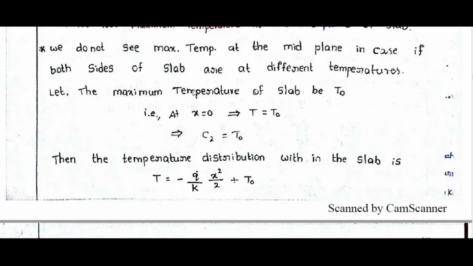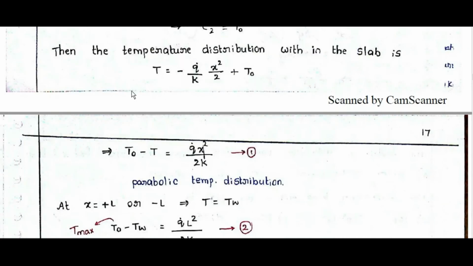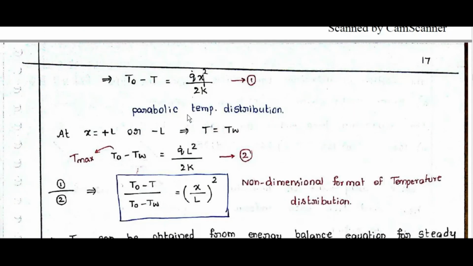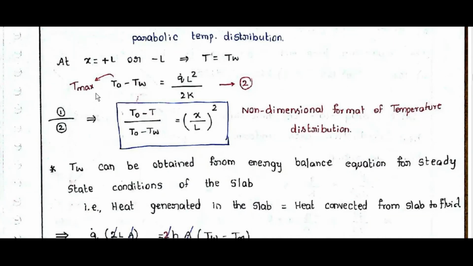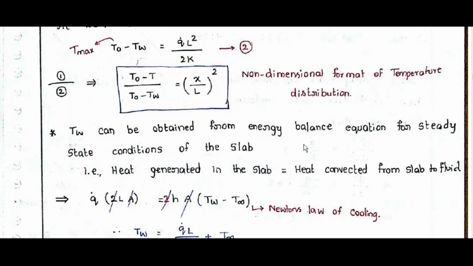In case both sides of the plane are at different temperatures, let the maximum temperature of the slab be at x equal to 0, T is equal to T naught, so C2 is equal to T naught. The temperature distribution within the slab is T is equal to minus q dot by k x square by 2 plus T naught. T naught minus T is equal to q dot x square by 2k. Parabolic temperature distribution. At x equal to plus L or minus L, T is equal to TW. T naught is T max, T naught minus TW is equal to q dot L square by 2k. T naught minus T by T naught minus TW is equal to x by L whole square. Non-dimensional format of temperature distribution.